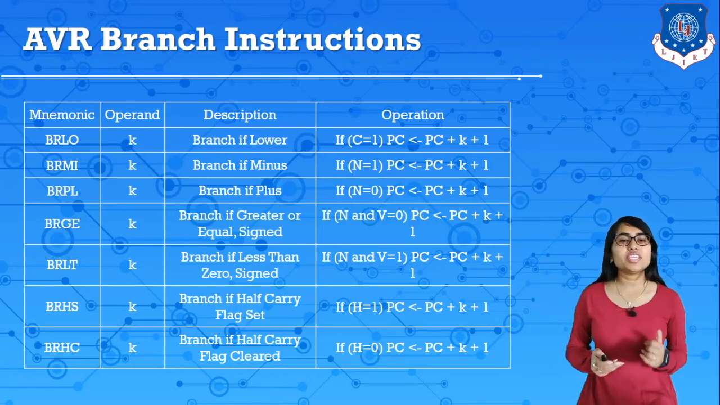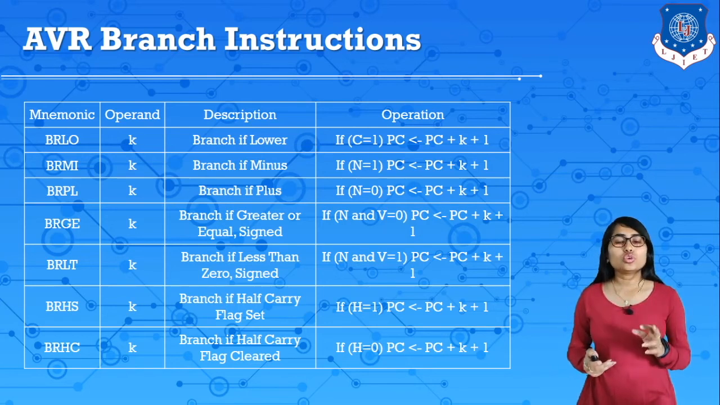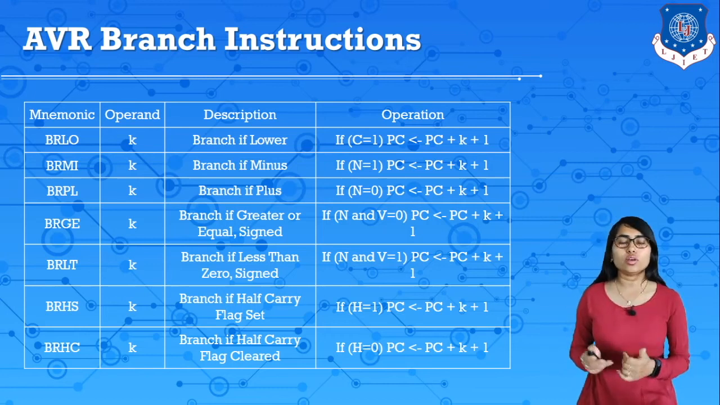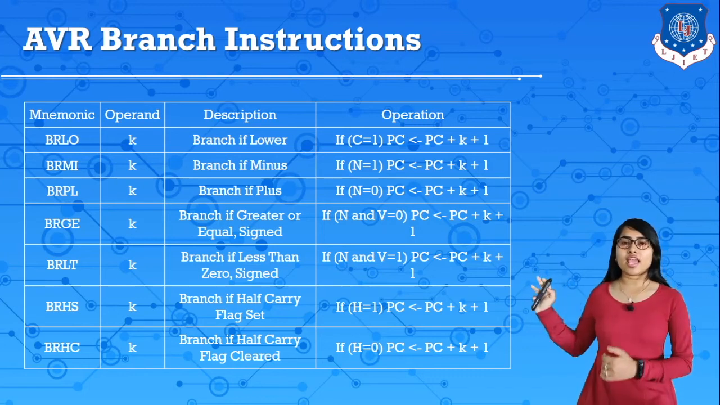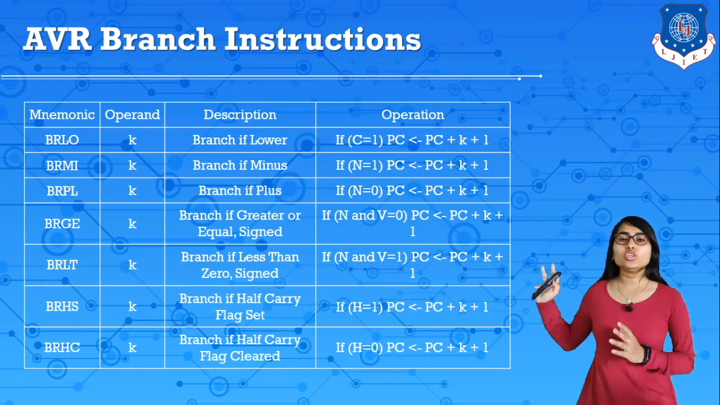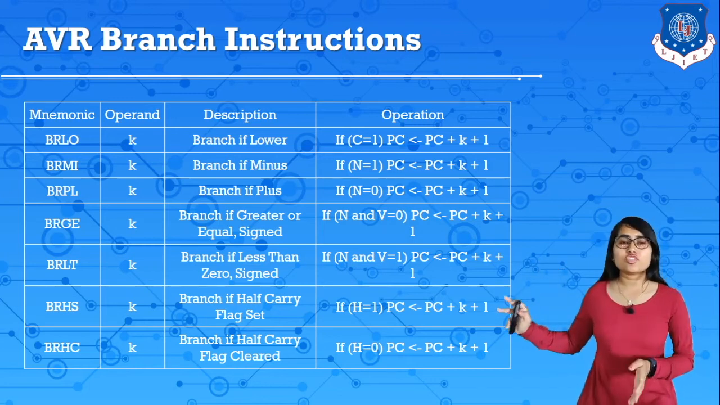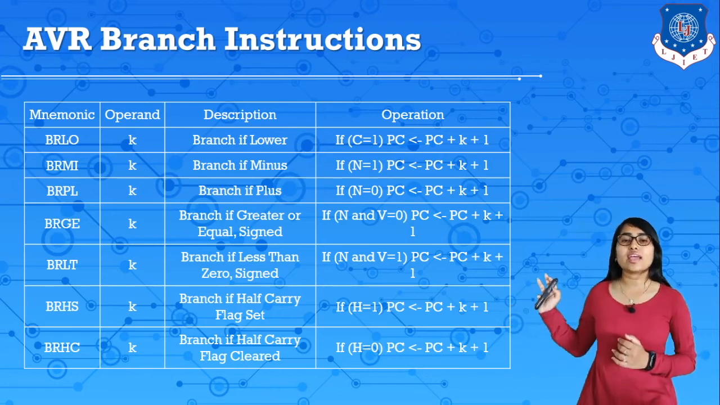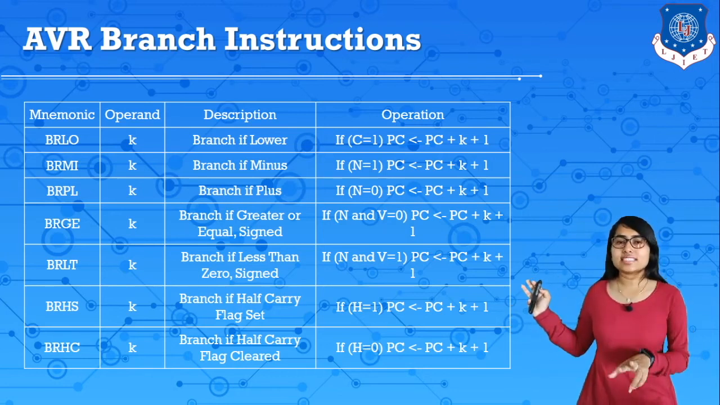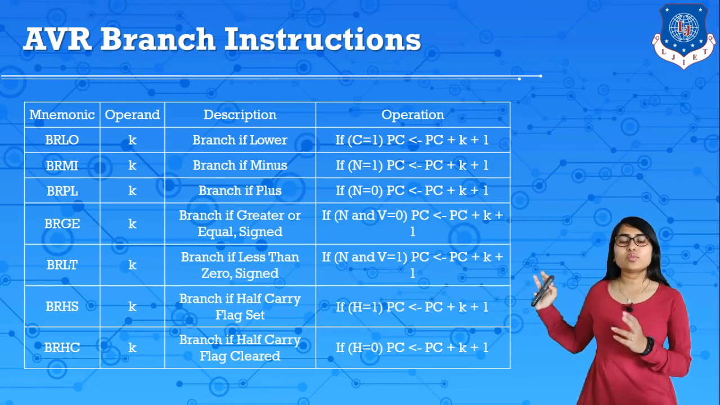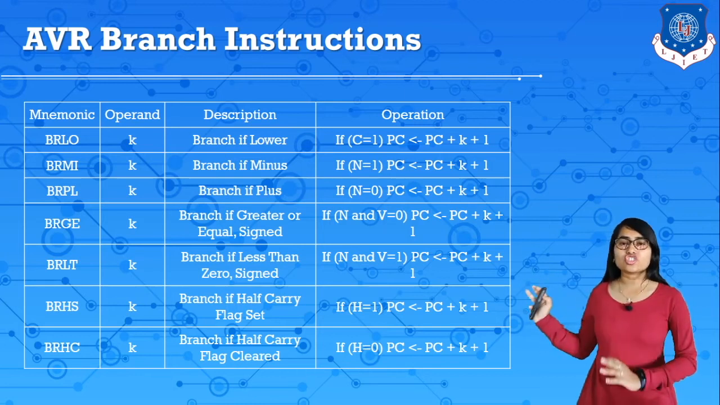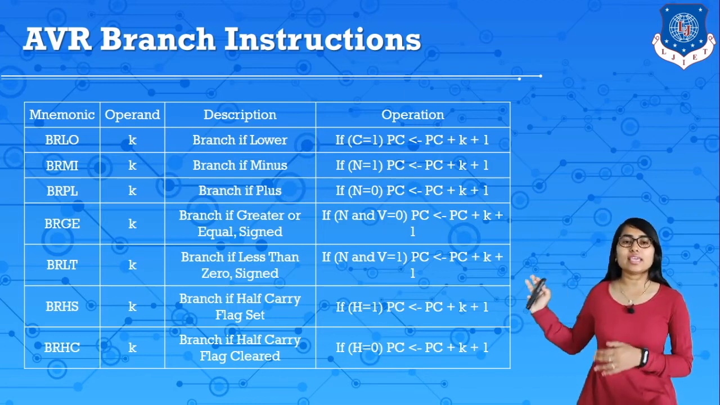Now next is BRGE. These are for signed numbers, branch if greater or equal. To calculate greater or equal, we have the negative and V flags. So if N and V both are 0, then it will jump to that location. And branch if less than 0 for a signed number: if less than 0, that means negative, and less than means the V flag is set. So if N and V are equal to 1, then it jumps to this location, program counter plus K plus 1.